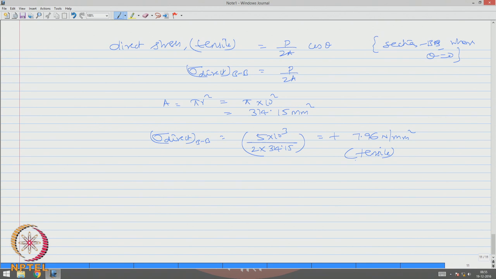So, that is the first part of it. I also want to find the bending stress. To find the bending stress, we need to do a small exercise. Let us say this is my circle.